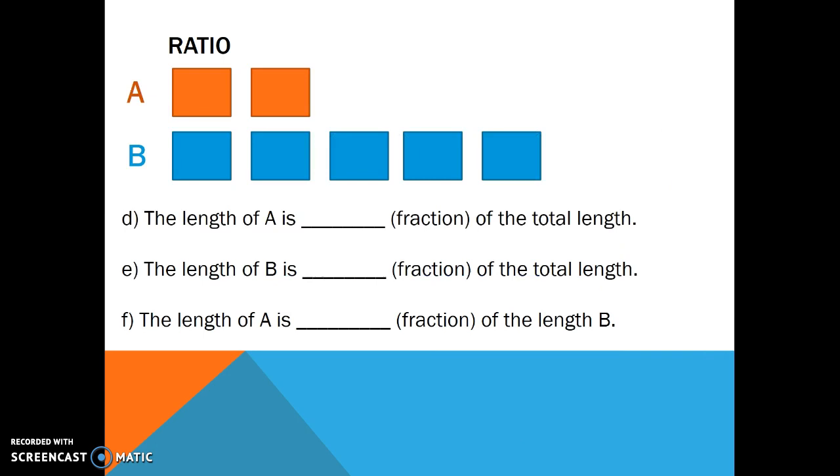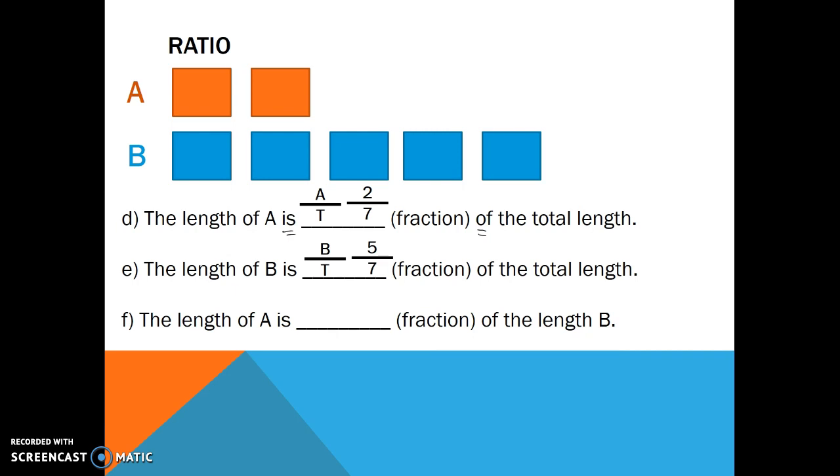All right, letter D on your notes. The length of A is what fraction of the total length? So we want to look at A, and we've got 2 units of A, and remember we had 7 units total. So the length of A is, so that's going to go on top, 2/7 of the total length. Here's that of, goes on the bottom. The length of B is, well, the length of B is 5 units, right? Of the total length, the total was 7, so it's going to look like B over total, or 5 over 7.